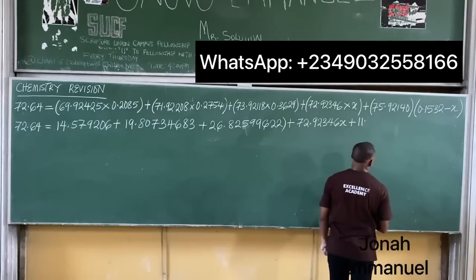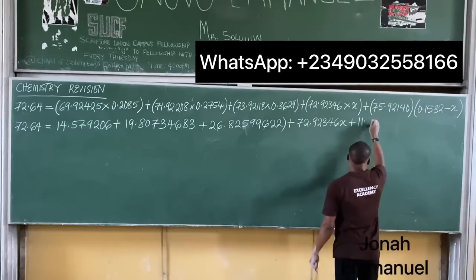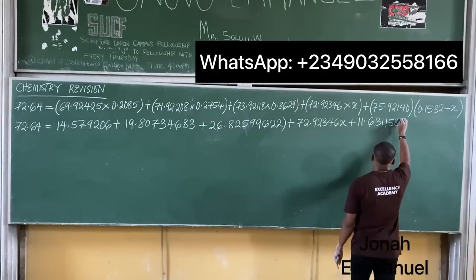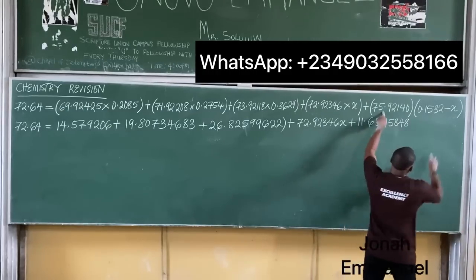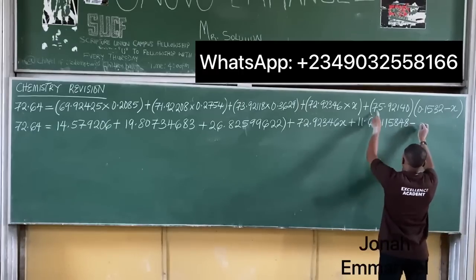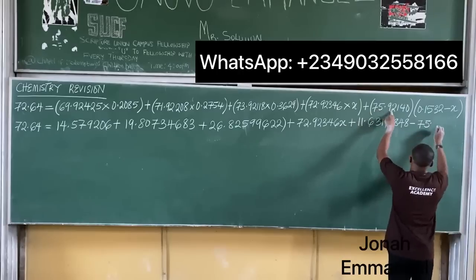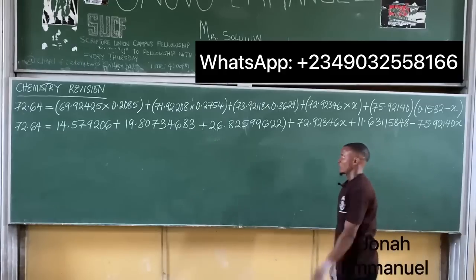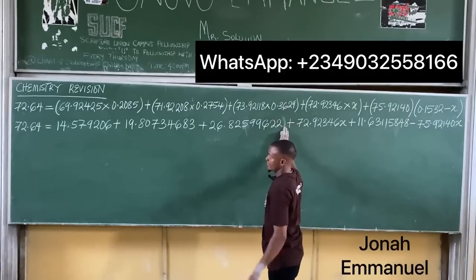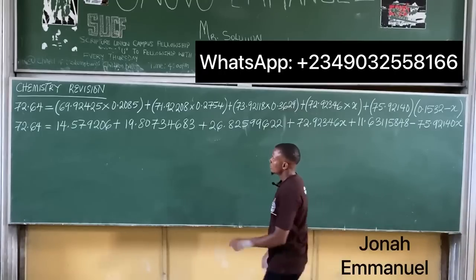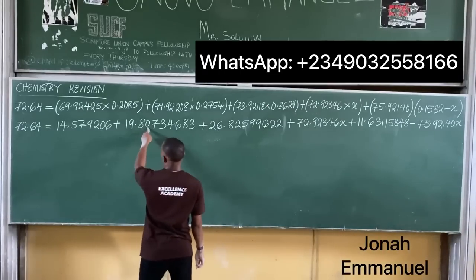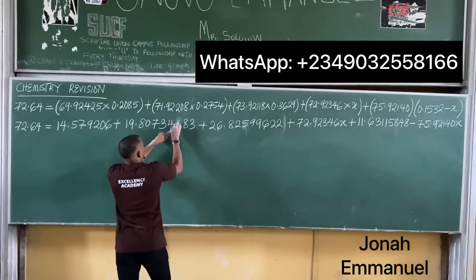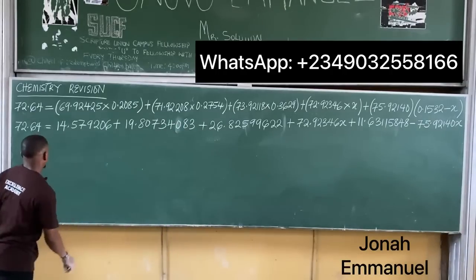11 point 6311 5848. Finally, this minus gives you what there? Minus 75.92140x. So you know what to do here. Collect like terms. Yes, please. 19.807340. Thank you. All right.